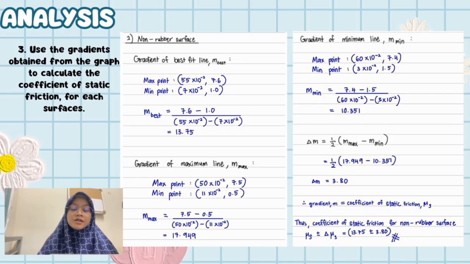Then we are going to find the uncertainty of the gradient for the non-rubber surface, which is 1/2 bracket gradient of maximum minus gradient of minimum. So putting those values, we will get that the uncertainty of gradient for non-rubber surface is 3.80.